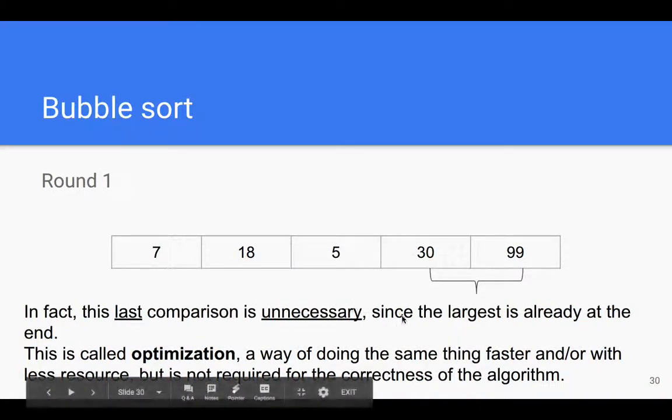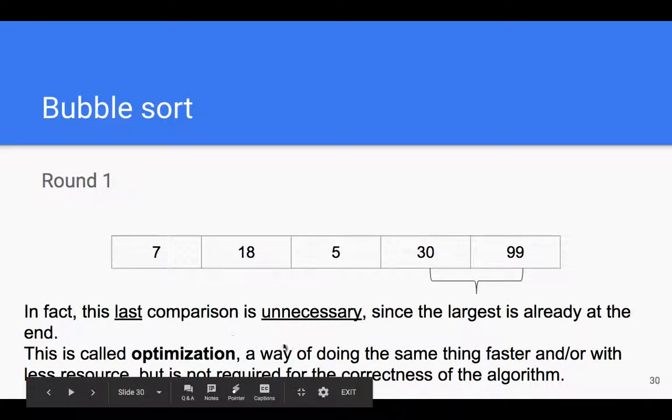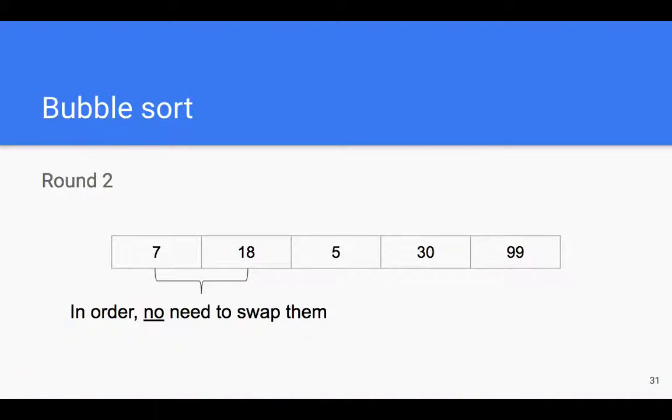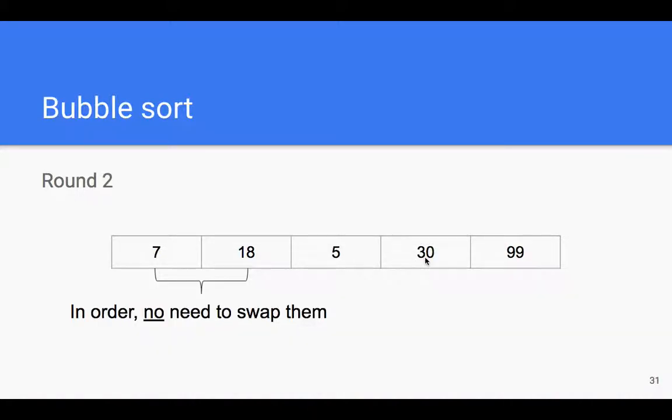Okay, but do we have to do this optimization? Well, we don't. We could do the actual work, figure out we don't need to swap them, and not swap them, right? So optimization is something that is not required for correctness, but it should help to make things faster, or do the same thing with less overhead or less resource. So this is optimization number 1. Okay, that's the end of round 1. So let's look at round 2.